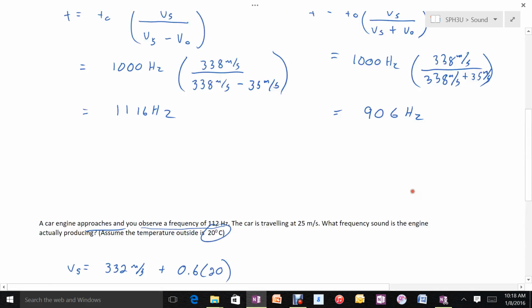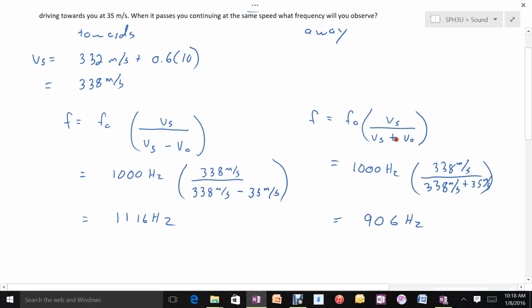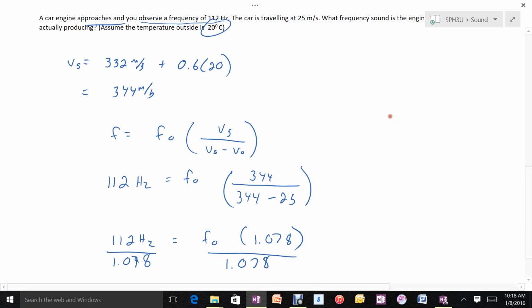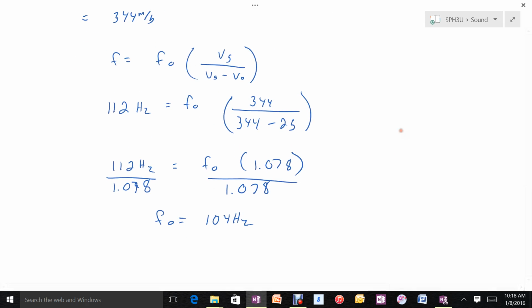So a simple example where we figure out how much the frequency is shifted, and then given a shifted frequency, what was the original frequency?